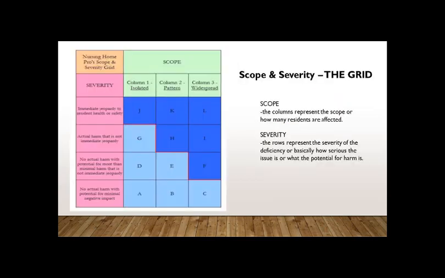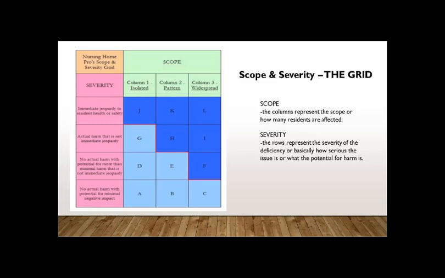So here's the magical grid. The scope is listed there in green, and the severity is listed in pink, and then there's some other colors. But the lower tier, the next tier, so it's tiered up, and it's based off of the severity, the impact of how many residents, and then it's decided, is it an isolated incident, is there a pattern, or is it widespread? So this is the magical grid.